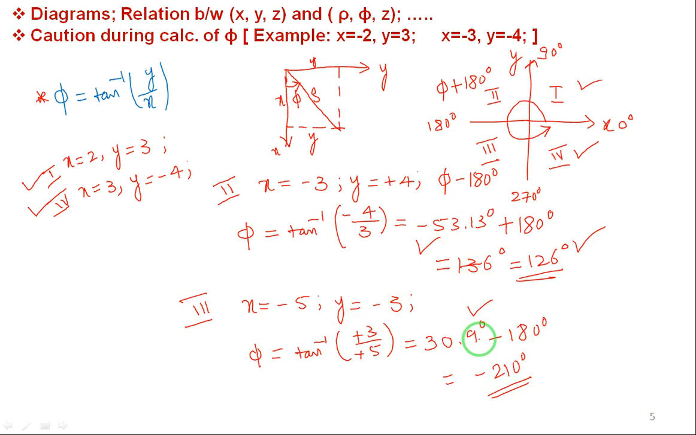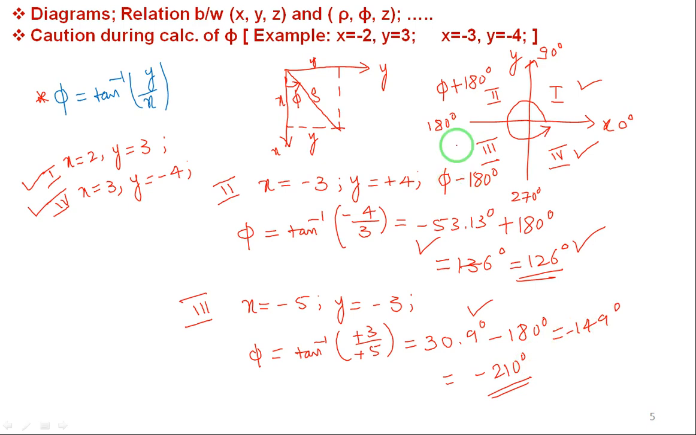Minus 149, sir. One minute. So x is negative and y is negative, both. It is coming in the third quadrant. If I add plus 180, I am getting the correct answer. This one I have to subtract 180 degrees. Minus 210 you are getting. How much did you say? Minus 149. Then it is wrong, no? This minus 149 is also wrong.